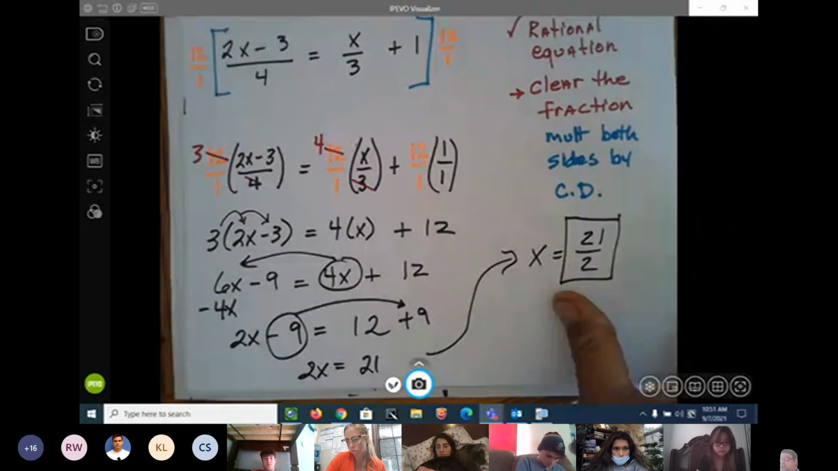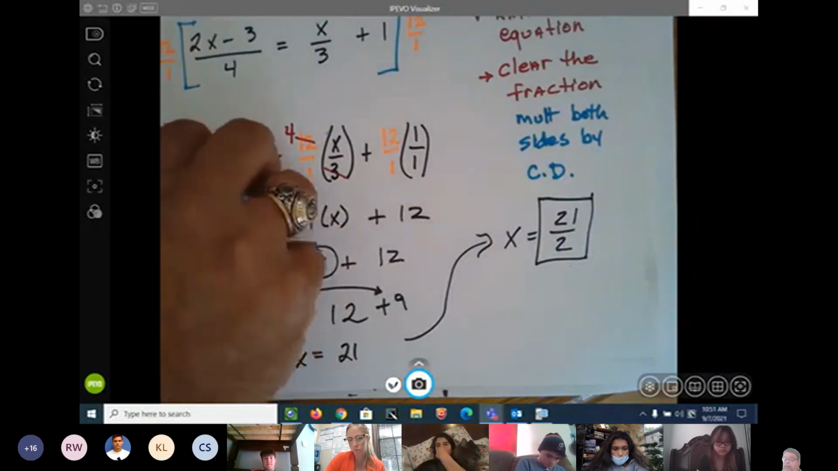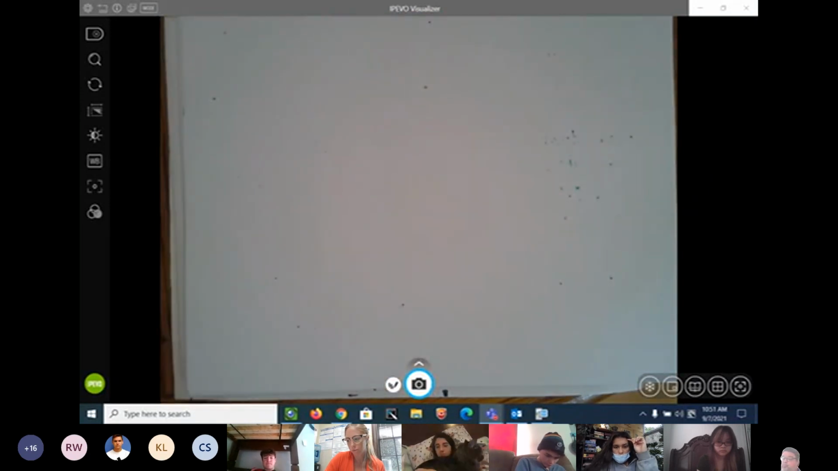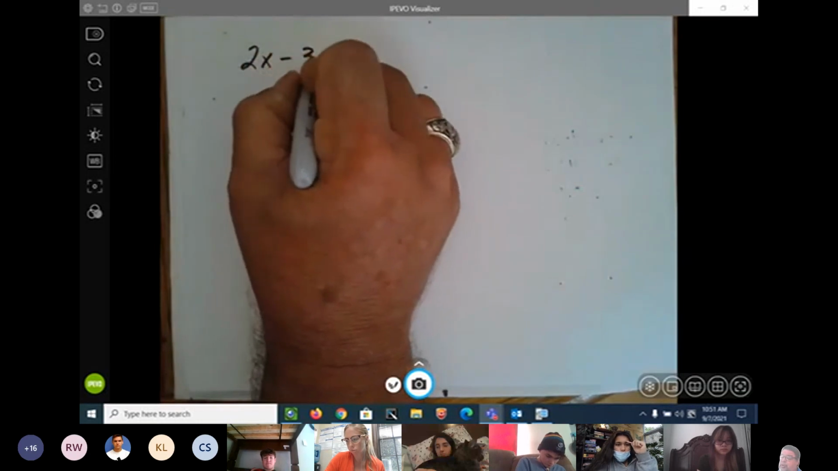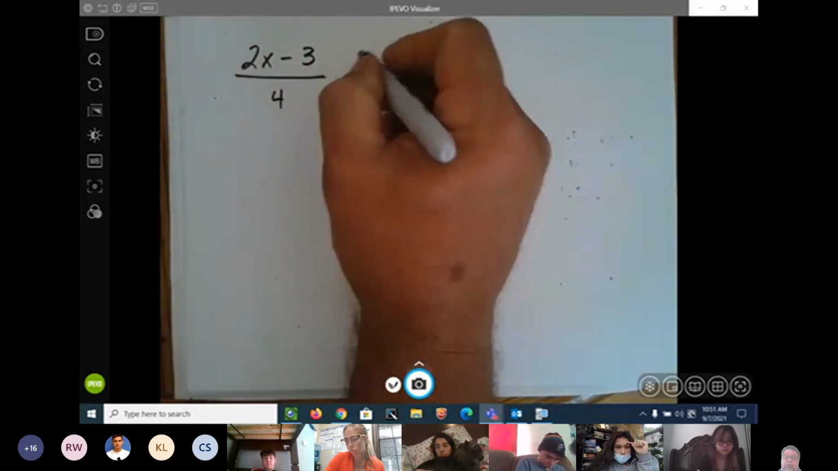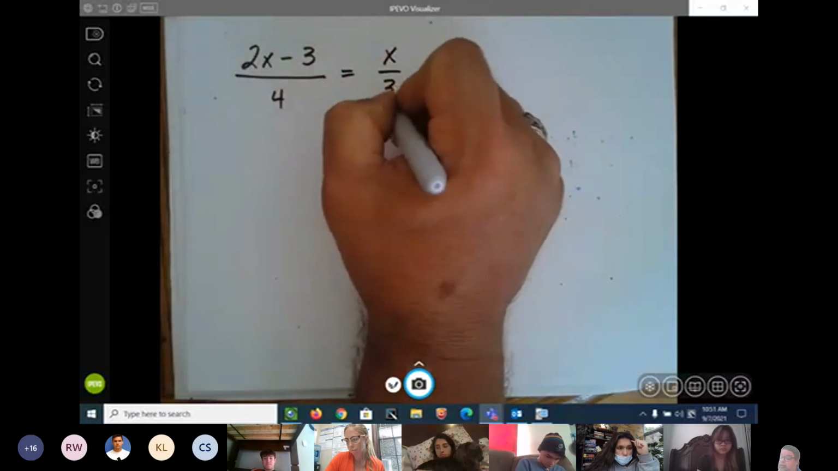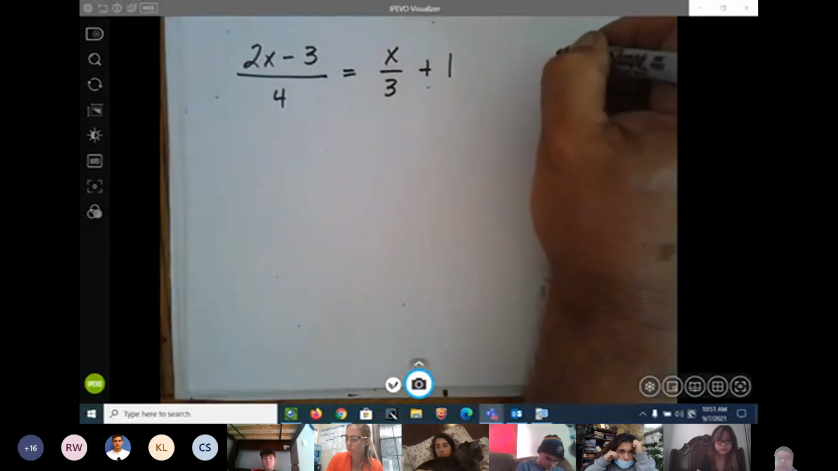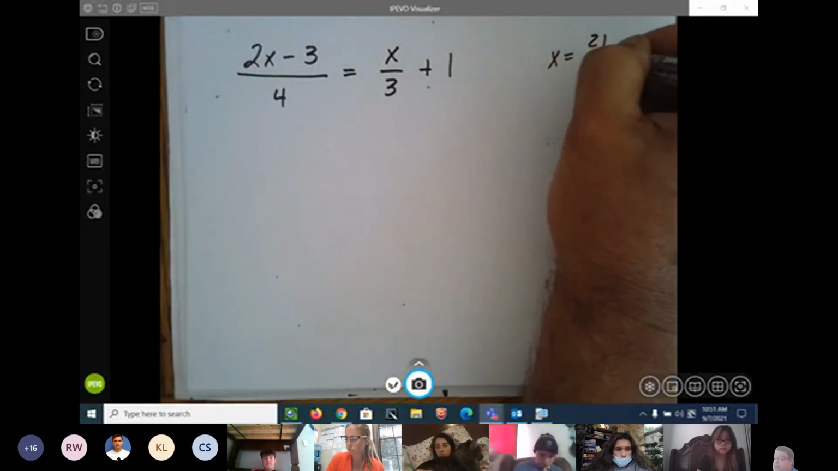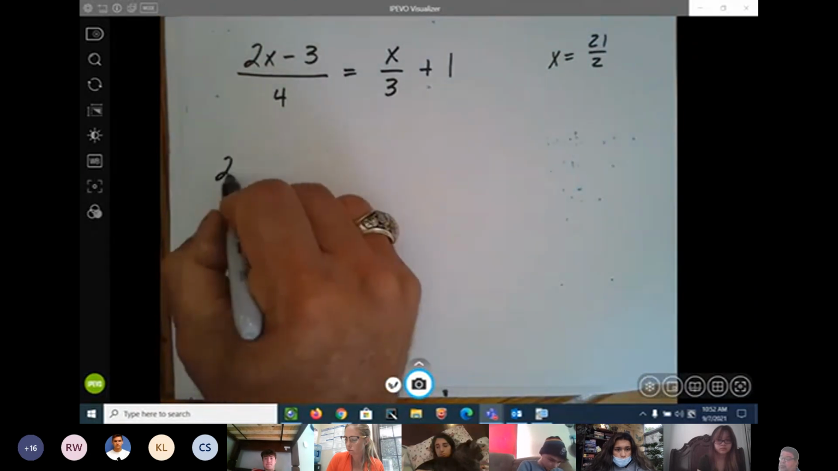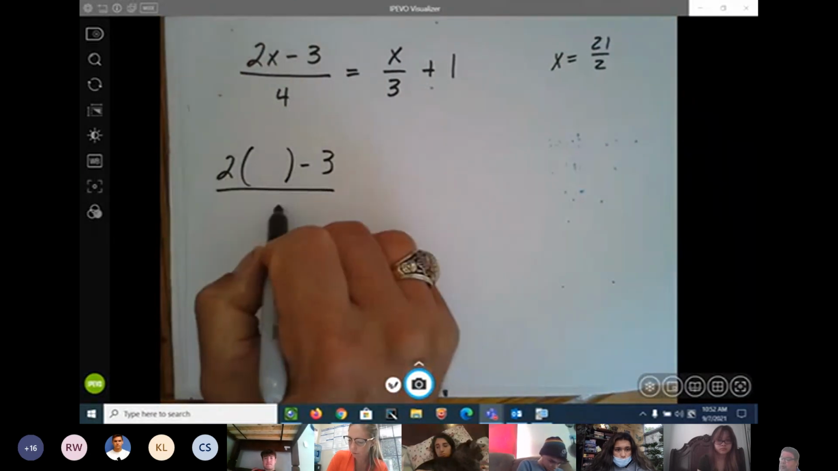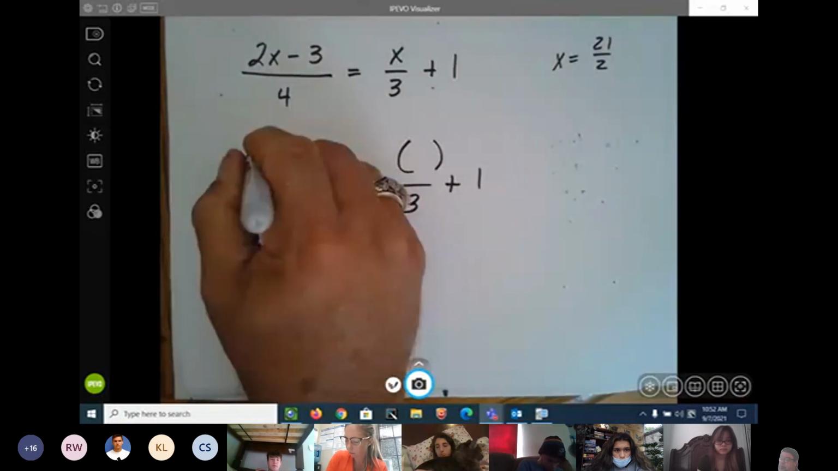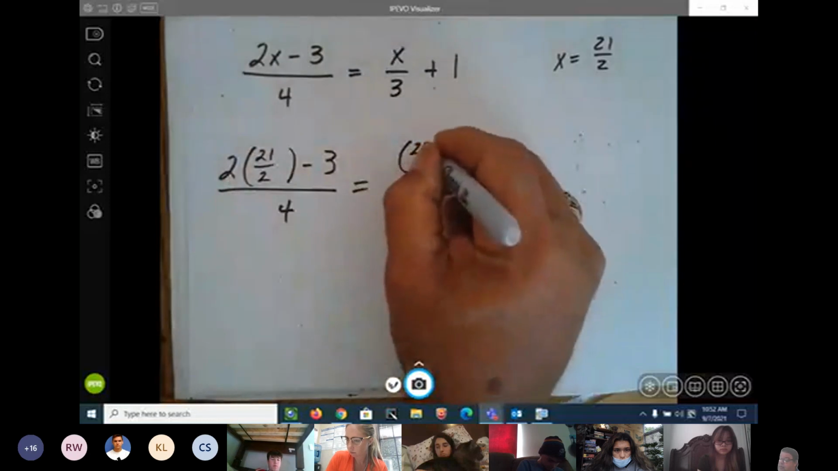So how do you check it? Well, you would check it by plugging this back in. I'm going to do that for you. So here is the equation: 2x minus 3 over 4 is equal to x over 3 plus 1. And I'm going to plug in x is equal to 21 halves. So 2 times 21 halves minus 3 over 4 equals 21 halves over 3 plus 1.